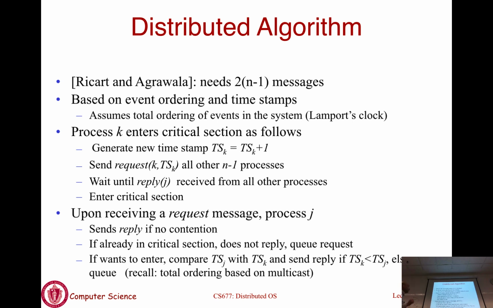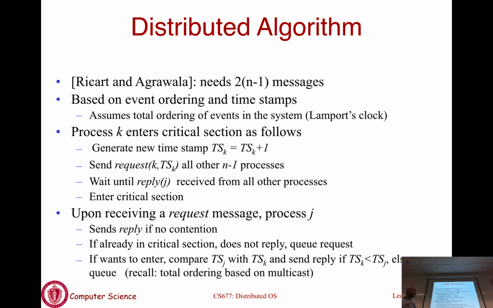And then if some process has received a request message from some other process, here is what is going to happen. If you do not need the lock yourself, you immediately say go ahead, I do not care, take the lock. So, if there is no contention, you send a reply. If you are already holding the lock, you are going to queue the request and not reply, saying I hold the lock, I cannot tell you to go ahead obviously, so I will wait.